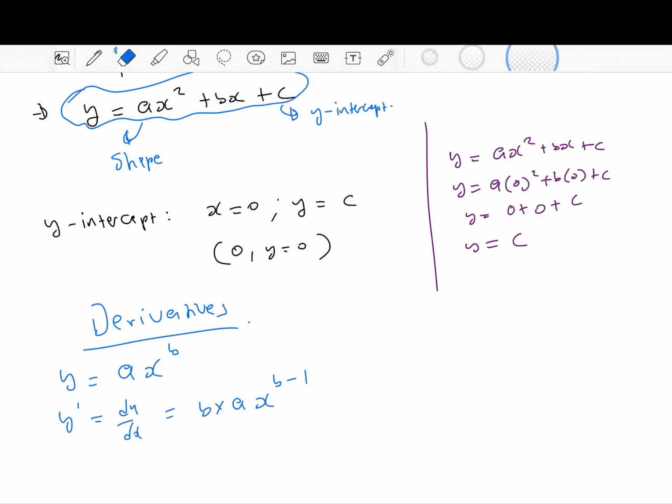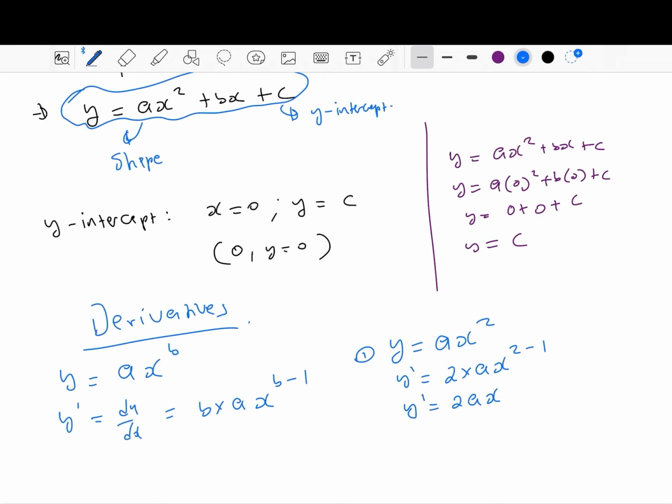So let me give you good examples. Let's say you have y is equal to a x squared. What is the derivative of ax squared? That will be 2 times a x to the power 2 minus 1. That's how you find a derivative of ax squared, which means this is going to be 2a x to the power 1, and x to the power 1 is just x. So the derivative of ax squared is 2ax.